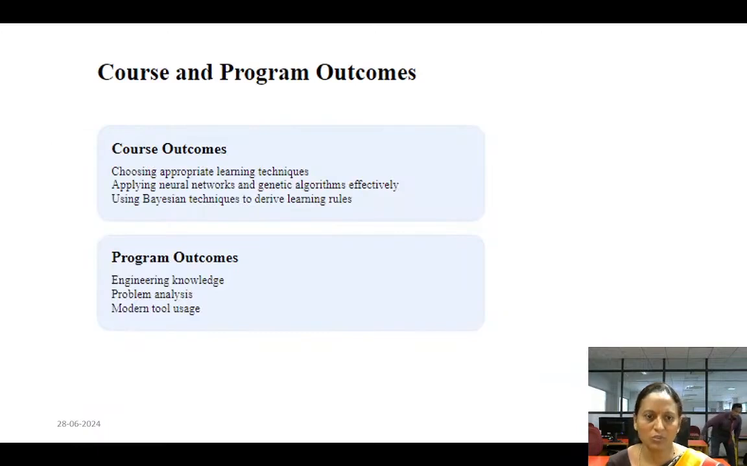Now the course outcomes, once we have finished the course. The various course outcomes are: we are going to choose appropriate learning techniques based on the data set we have, apply neural networks and genetic algorithms effectively, and use Bayesian techniques and derive learning rules. Also, the program outcomes give you engineering knowledge, problem analysis, as well as modern tool usage.